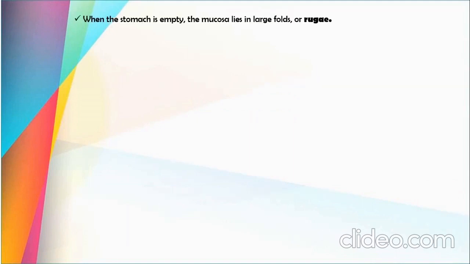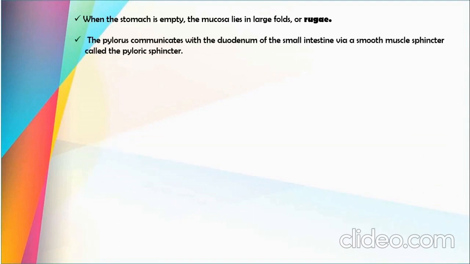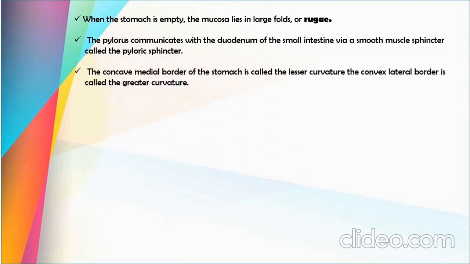When the stomach is empty, the mucosa lies in large folds, which are called rugae. The pylorus communicates with the duodenum of the small intestine via a smooth muscle sphincter, which is called the pyloric sphincter. The concave medial border of the stomach is called the lesser curvature. The convex lateral border is called the greater curvature.